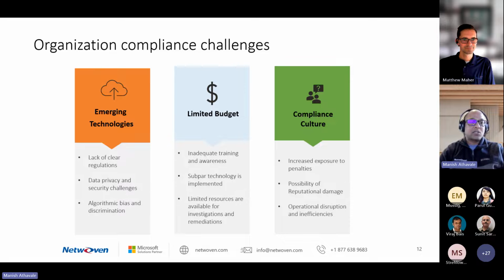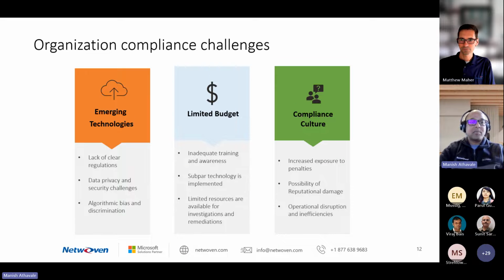Then insufficient resources are available to investigate and remediate, right? When you have a potential compliance issue and you don't have enough resources in your organization to troubleshoot it and become compliant again, that could delay the investigation. That could also result in loss, or you might get regulatory sanctions.